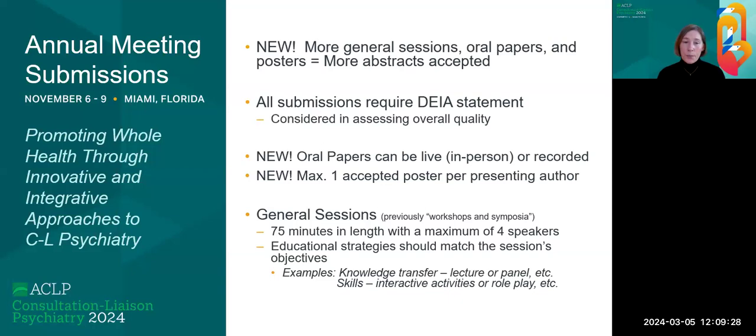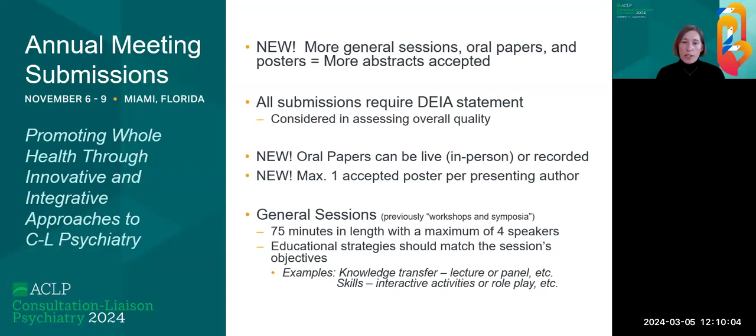And a couple of new changes that we're making. This year, people who submit for an oral paper will have the option of selecting either a live in-person format or a recorded format for virtual presentation. And so what this will do is offer the opportunity for us to accept more papers, and from those authors who might not be able to attend in person. That'll be a selection you can make when you submit your abstract.